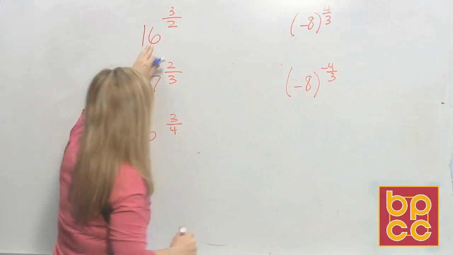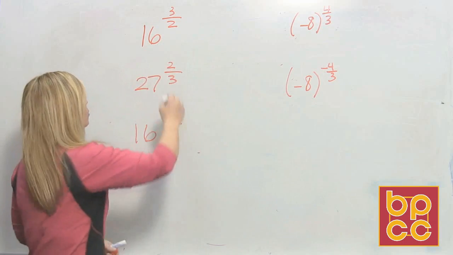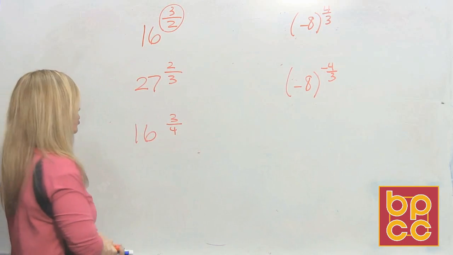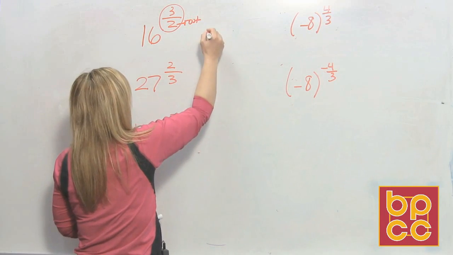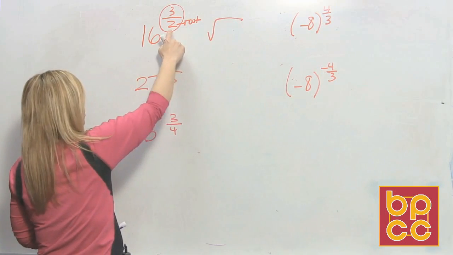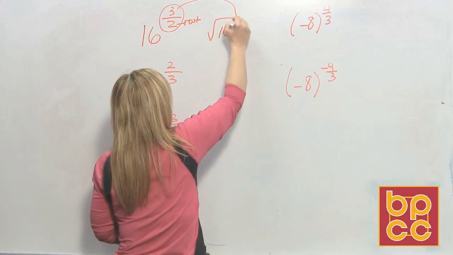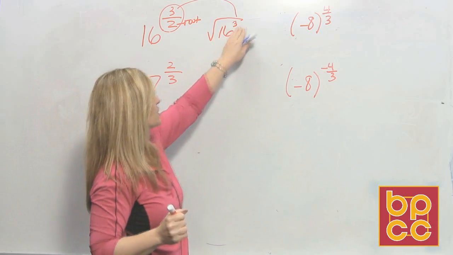Okay, I have 16 to the 3/2. That tells me, oh no, I got an exponent that's a fraction. I got to rewrite this as a root. So what root is this? The denominator is the root. This is a square root because of the 2. What's my base? 16. What's still my exponent? 3. So this is read as the square root of 16 cubed.